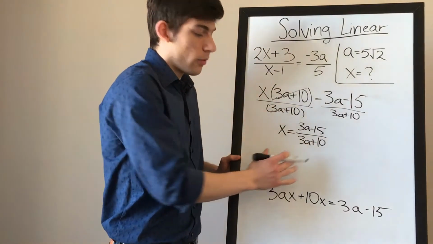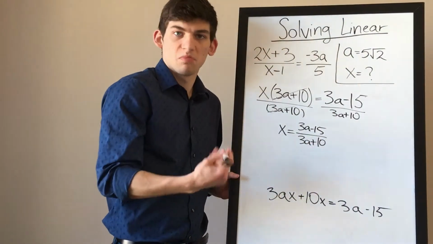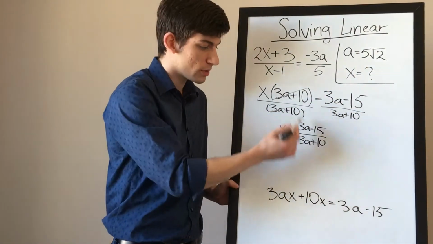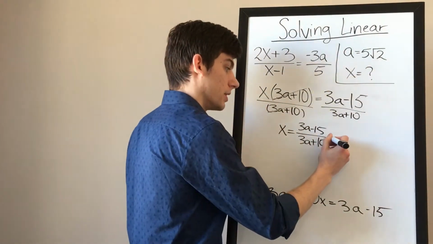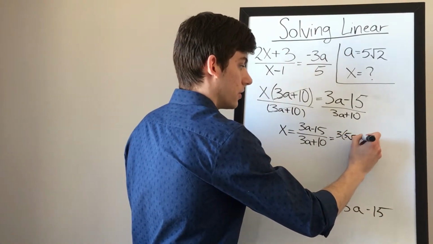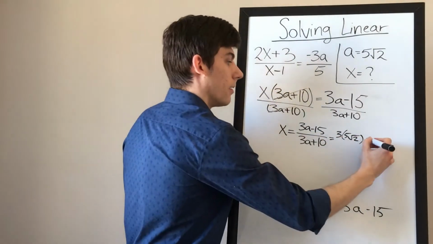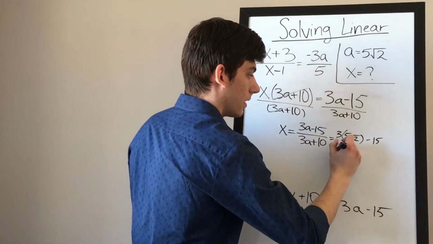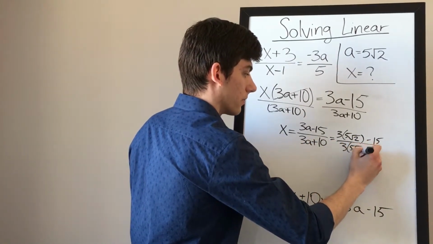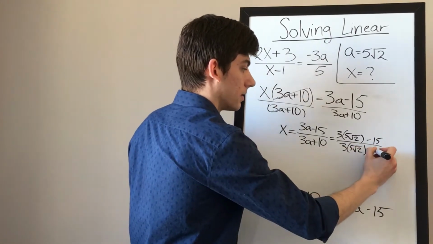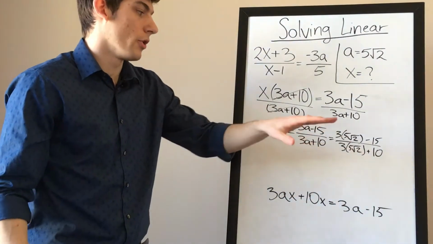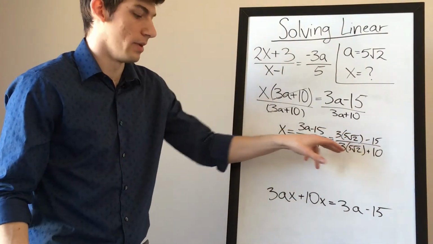So what do we do at this stage? Well, we have one more step. We have two variables, bit of a problem, but we know one of them. We know that a is equal to 5 square roots of 2. So let's just plug that in for a. So this, let me just continue it, is equal to 3 times 5 square roots of 2, right? Because that's a, minus 15 over 3, again, times a, 5 square roots of 2, plus 10, okay? So you've done that. You're almost at the finish line. Just multiply these two together right now, right?